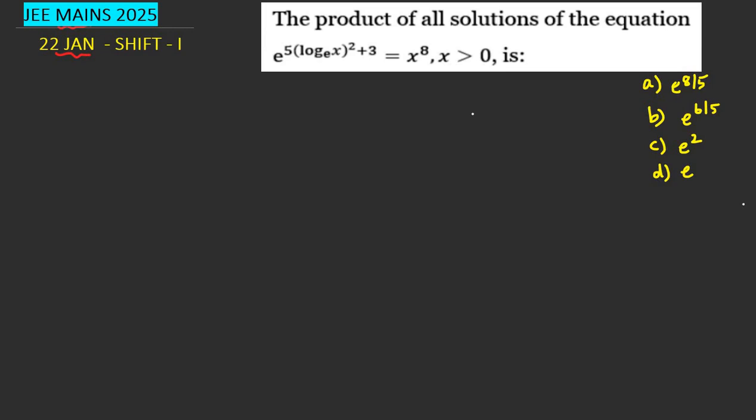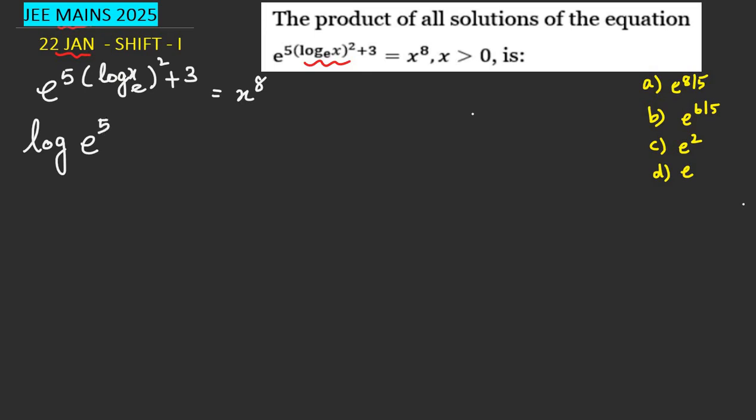In this video, we cover all the questions from JEE Main Jan 2025 from the topic quadratic equations. Given the product of all solutions of the given equation for x greater than 0 is dash. So let us first write the equation given here. (5 log x)² + 3 = x⁸. Let us apply log on both sides. Log e^(5 (log x)² + 3) = log x⁸.